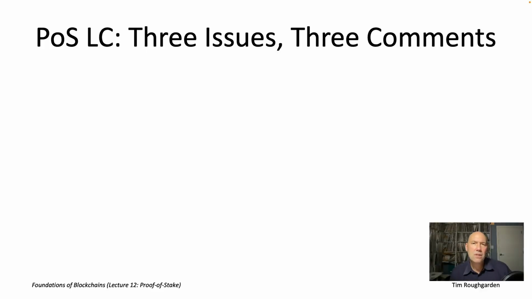In the last video, we sketched what a proof-of-stake longest chain consensus protocol might look like. I hope it seemed pretty natural, right? As usual, we're just trying to reduce permissionless consensus to permissioned consensus. We already know everything we want to know about permissioned longest chain consensus.